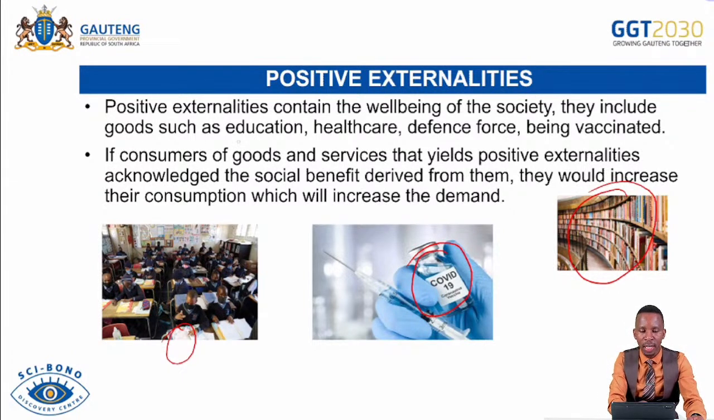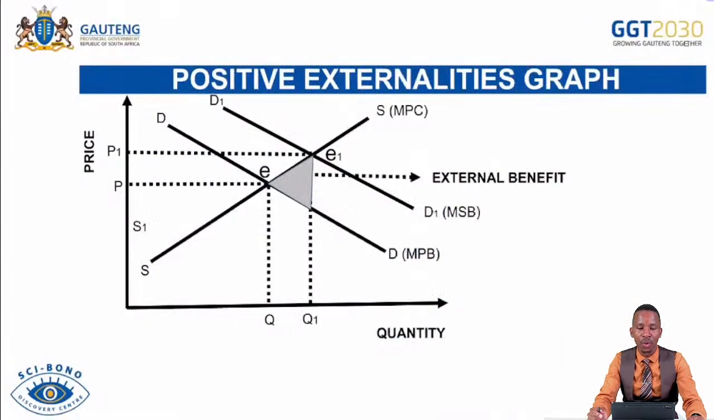They include goods such as education, healthcare, defense force, and being vaccinated. If consumers of goods and services that yield positive externalities acknowledge the social benefit derived from them, they would increase their consumption, which will increase their demand. So this is the graph which indicates the positive externalities.